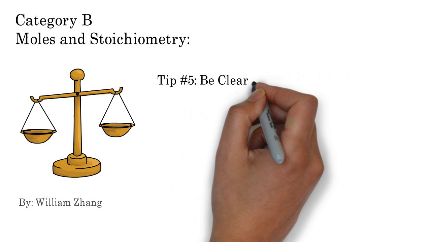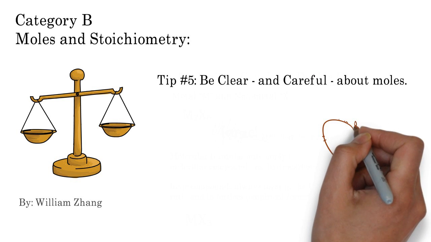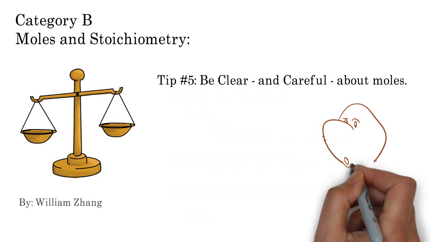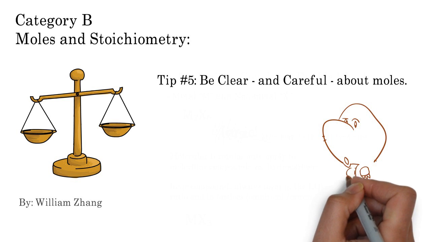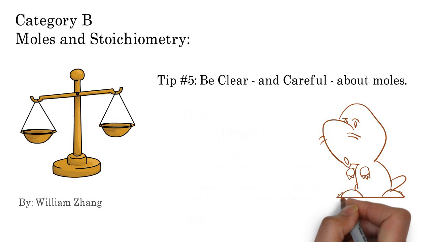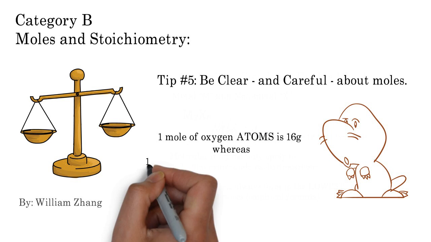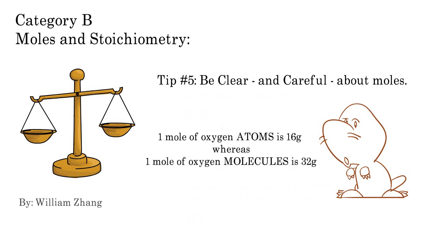Tip number 5. Be clear and careful about moles. An atom consists of a nucleus and some number of electrons. A molecule consists of 2 or more atoms bonded together. Therefore, when you are talking about moles, 1 mole of an oxygen atom is 16 grams, but 1 mole of O2 is 32 grams, because O2 is the oxygen molecule containing 2 nuclei.